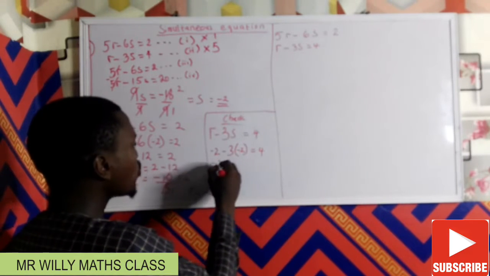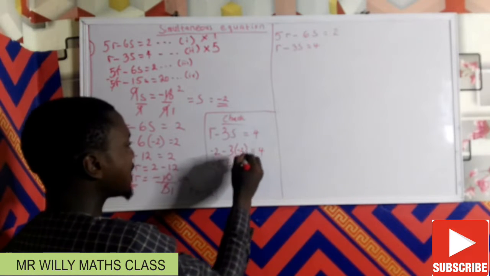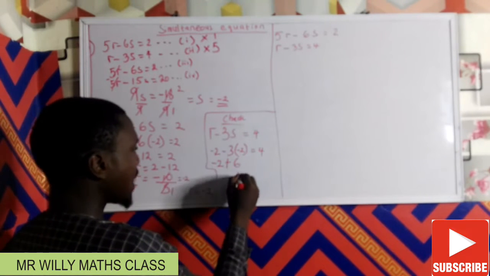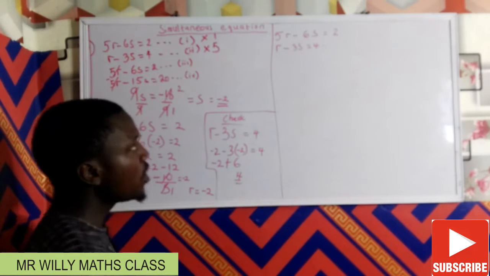Then you move on. Minus 2. Minus times minus, that will be plus. 3 times 2, that will be 6. Minus 2 plus 6, that's 4. Can you see that we have 4 equals to 4? That shows we are correct.